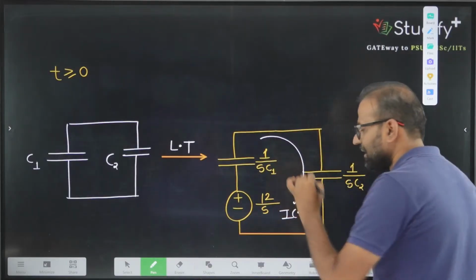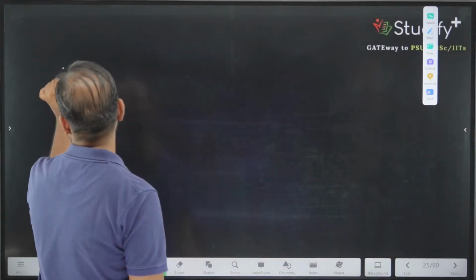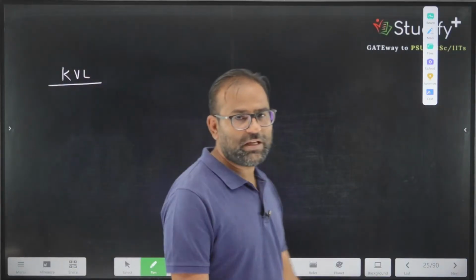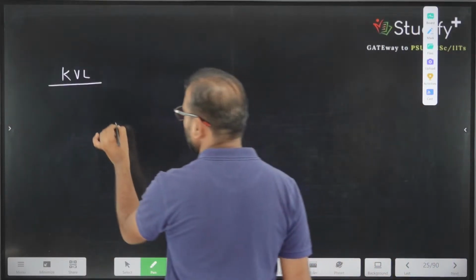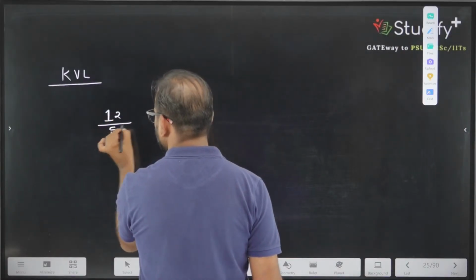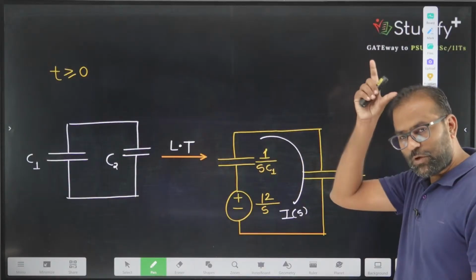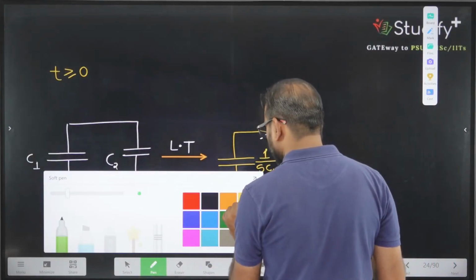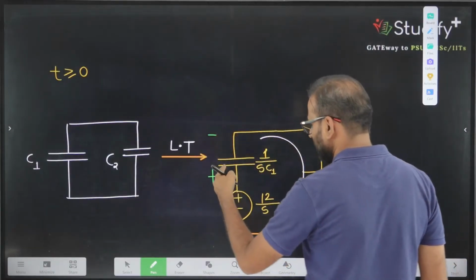So let's write the KVL for this. So can I say the KVL for the circuit is given by, how will you write the KVL? KVL of the circuit is given by minus 12 by S. So I can write 12 by S is equivalent to what? This potential plus this potential. Do we know what is the polarity of potential here? The polarity of the potential here is this. This is plus, this is minus, because current is entering from this direction.